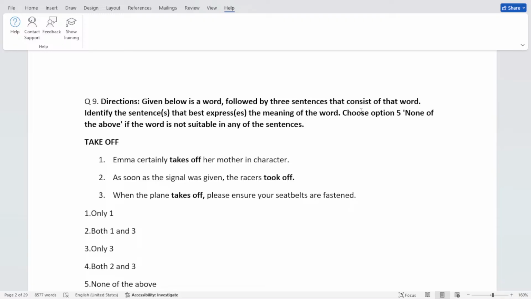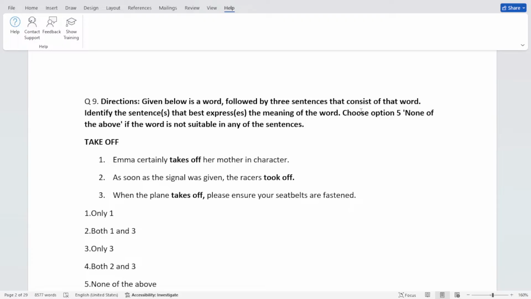First, Emma certainly takes off her mother in character. Second, as soon as the signal was given, the racers took off. Third, when the plane takes off, please ensure your seat belts are fastened. So these are the three statements given. So accordingly, we have to find out which one is not suitable.